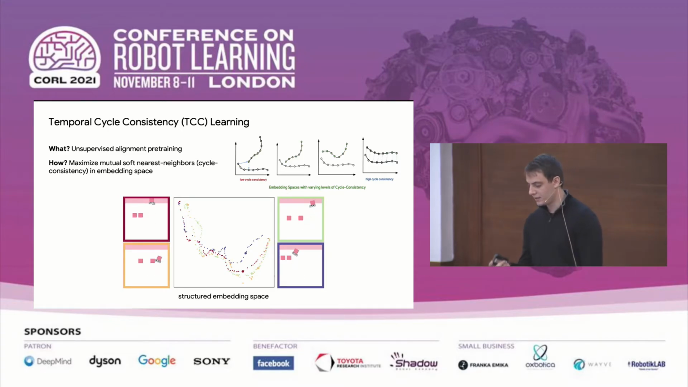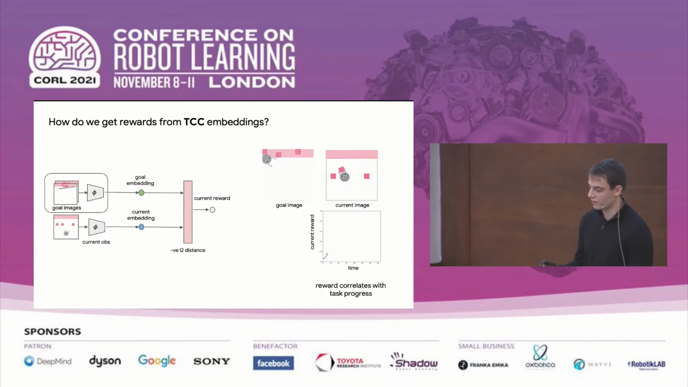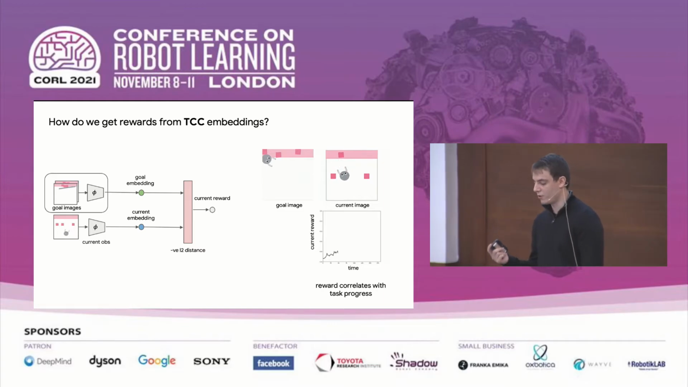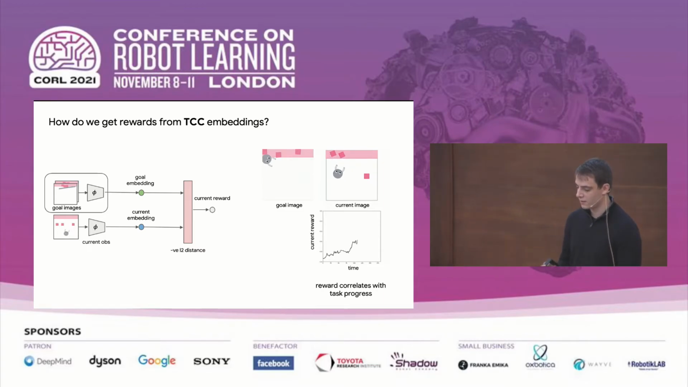And in fact, we did take this data set that I'll talk a bit about in a minute. We took this data set of different agents performing a manipulation task, and we look at the embedding space, and we also look at the reward function. And we can see that the reward correlates nicely with task progress as the agent is performing the task.